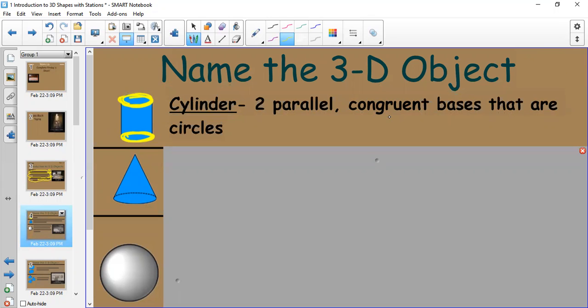And we name a cylinder based upon those circles. They have to have those two circles. And so we call that the base. The circles are the base. Shapes are always named after their bases.